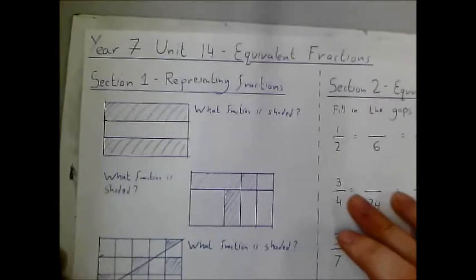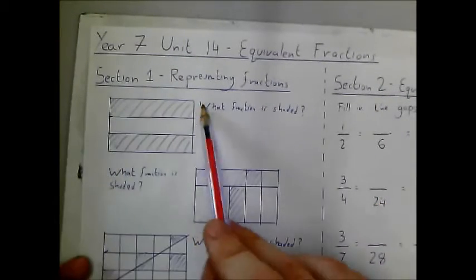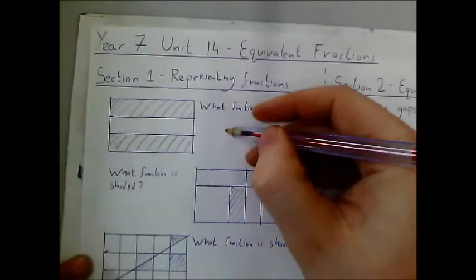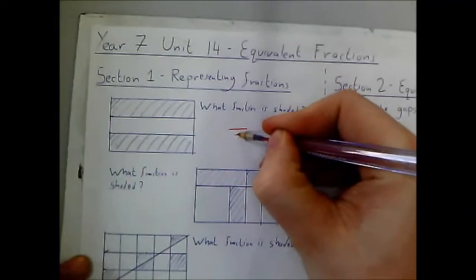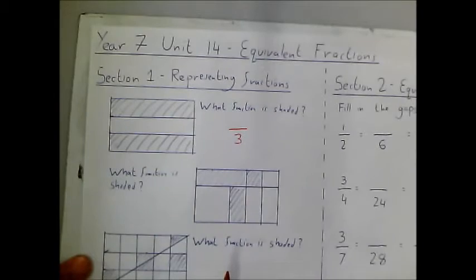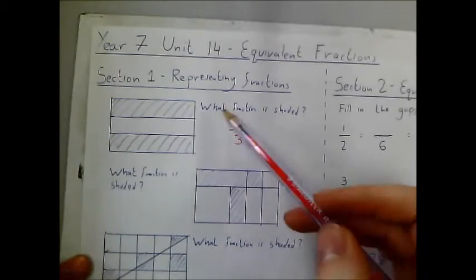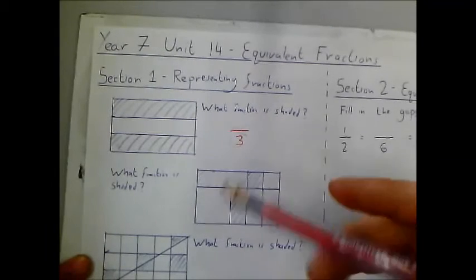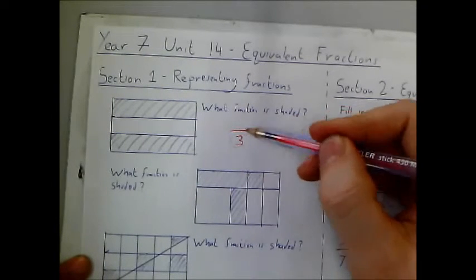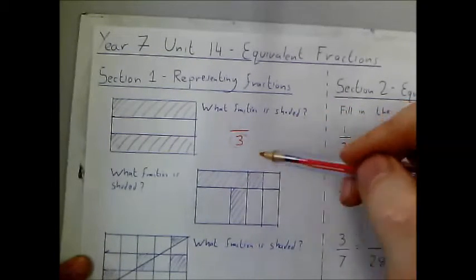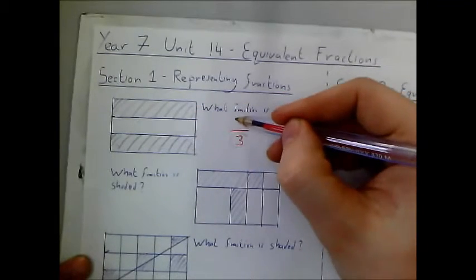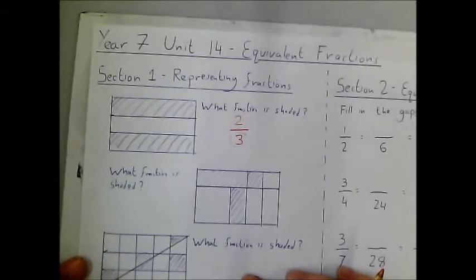So, the first one, I've got my whole area shape. It's been split into 3 equal pieces, so my fraction will be out of 3. The bottom bit tells me how many pieces in total I have. Then the numerator, the top of my fraction, tells me how many of those pieces that I want. So in this case, there are 2 of them shaded, so that is 2/3.